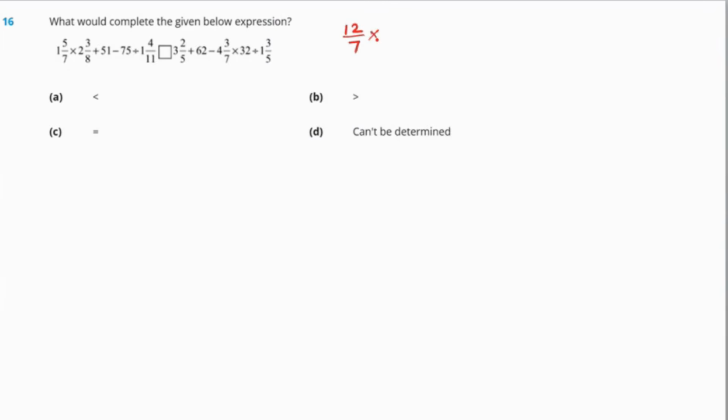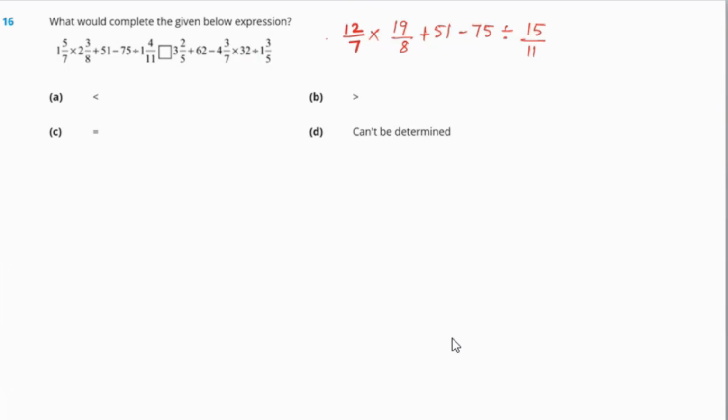12 by 7 times, if we solve this, 8 twos are 16 plus 3, 19. So 19 by 8 plus 51 minus 75 divided by 1 whole 4 by 11. So that gives us 15 by 11. Okay. Let's solve this one first, then we are going to jump towards the second one.